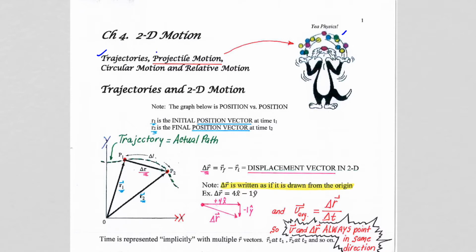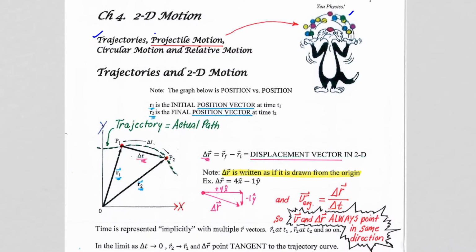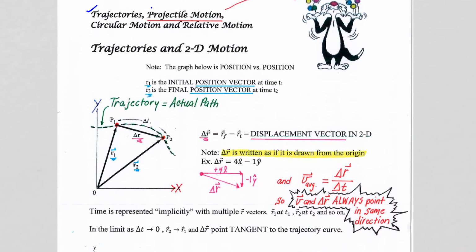First, trajectories in two-dimensional motion and some language and definitions. A trajectory is the actual path that the object follows. So please make sure you get that into your notes. So this green dashed path is the trajectory, that is the actual path.